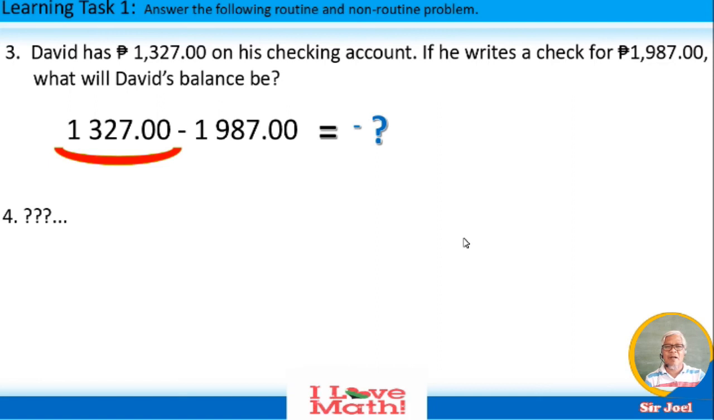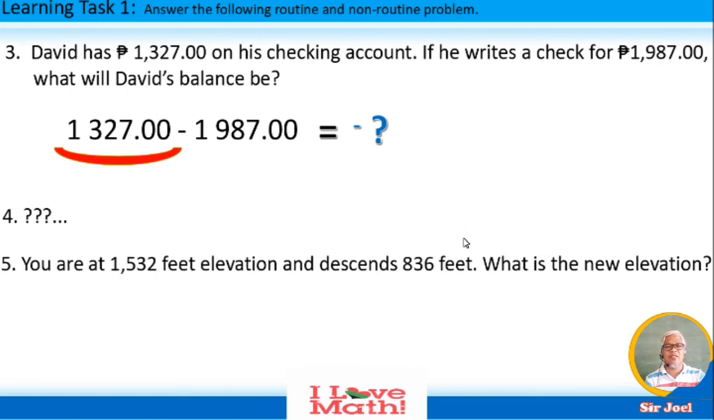Okay? Problem number 5. You are at 1,532 feet elevation and descends 836 feet. What is the new elevation? So, meron kang 1,532 feet elevation. So, elevated ka. Ibig sabihin, nasa taas ka. And descends 836 feet. Pag sinabi namang descends, ay di bumaba ka. So, paano ang ating magiging integer statement? It is simply 1,532 minus 836.